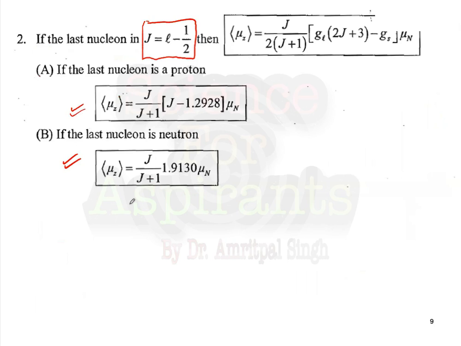Once you put in the values of J, which we can find from the ground state spin of the nuclei, and mu n, the nuclear magneton, whose value we know, we can find the magnetic moment depending upon whether the last unpaired nucleon is a proton or a neutron. And second, we have to check whether it follows the stretched case or the jackknife case. Just checking these two points, we can successfully find the magnetic moment of a given nuclei.